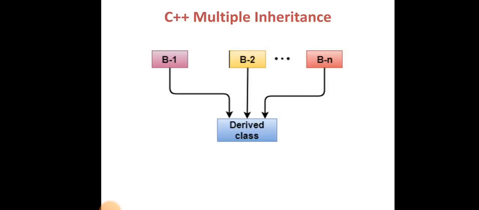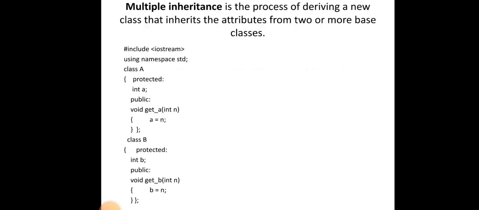The third type of inheritance is multiple inheritance. In this type of inheritance, we derive data from multiple base class to one derived class. Multiple inheritance is the process of deriving a new class that inherits the attribute from two or more base classes.